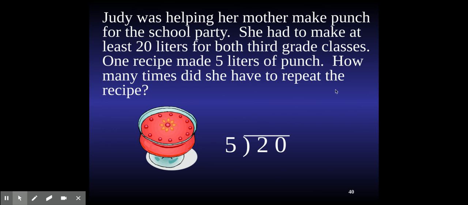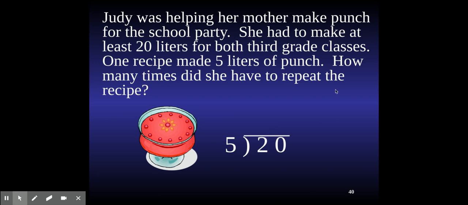So, last story to finish off. Judy was helping her mother make punch for the school party. She had to make at least 20 liters for both third grade classes. One recipe makes 5 liters of punch. How many times did she have to repeat the recipe?